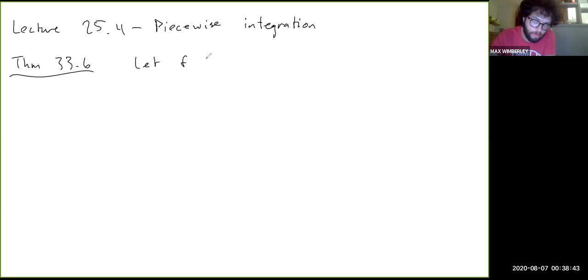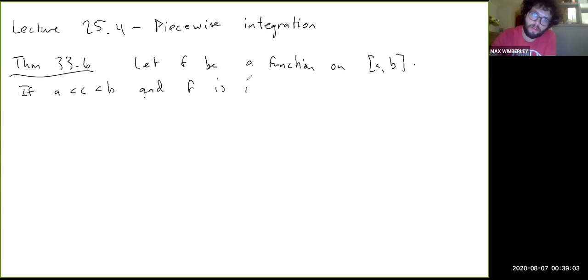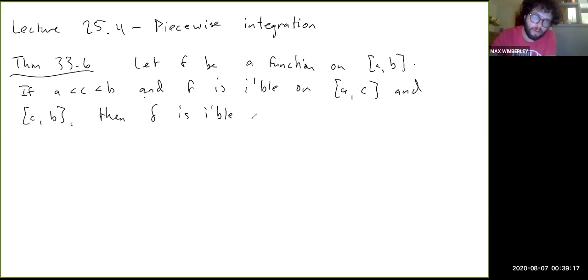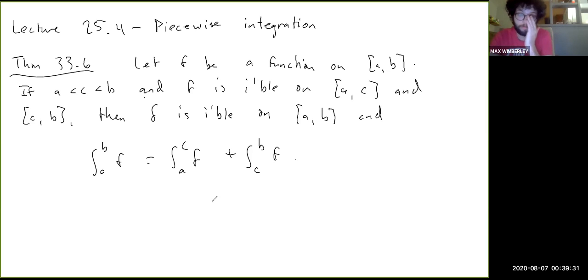So let f be a function on AB. If A less than C less than B, and f is integrable on AC and CB, then f is integrable on AB, and the integral from A to B of f is the integral from A to C of f plus the integral from C to B of f. Okay?